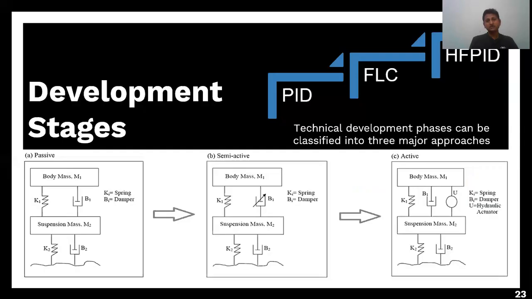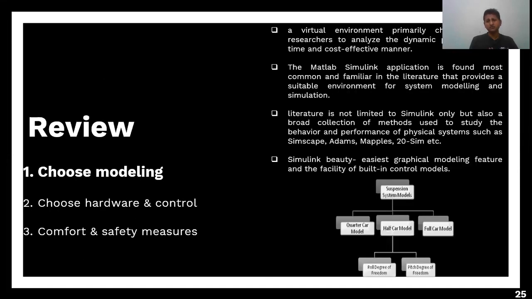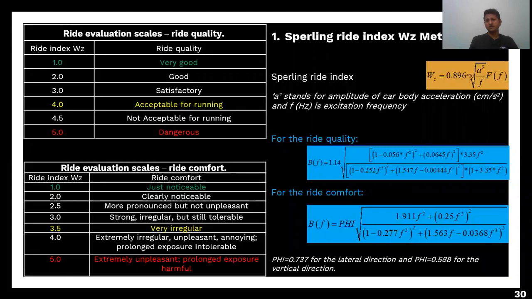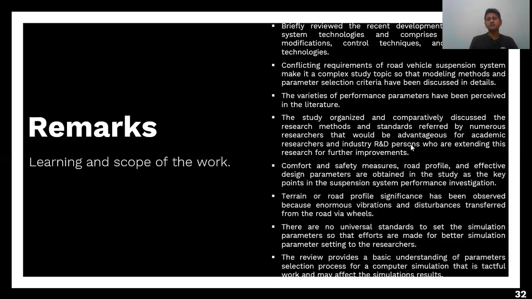This is part B, in which we have discussed different development stages, different modifications and designs, and different techniques to improve the performance of the suspension system. And ultimately, we have found some performance measurement scales and criteria like the Sperling index and the standard method used in ISO. So we can say there are different ranges and levels of comfort, which can be measured on the basis of three-dimensional vibration, for which we calculate the root mean square values to decide the performance.